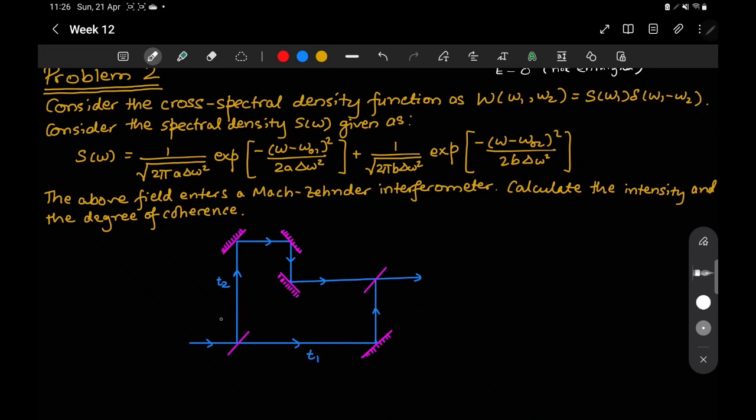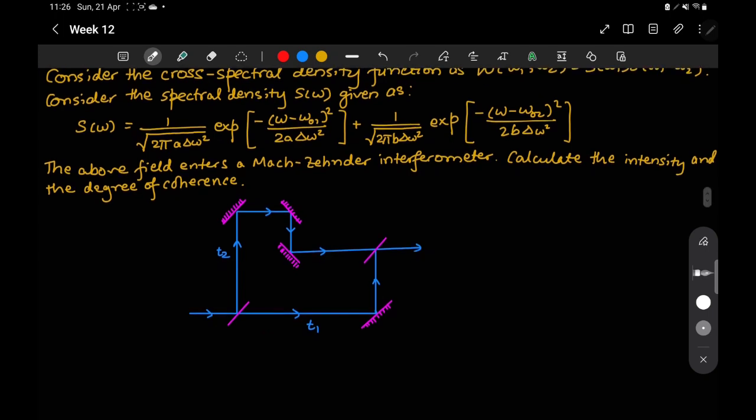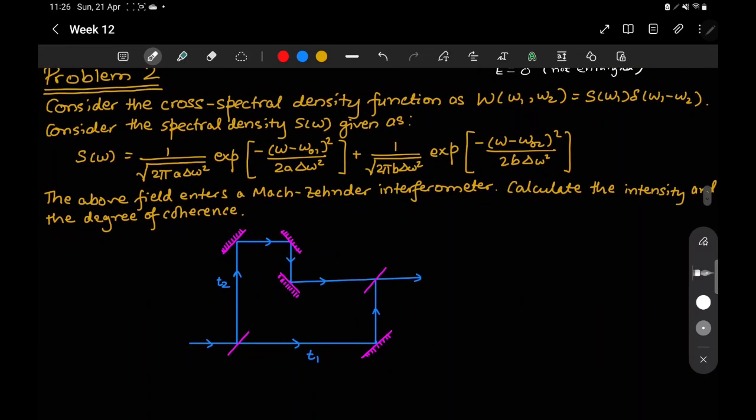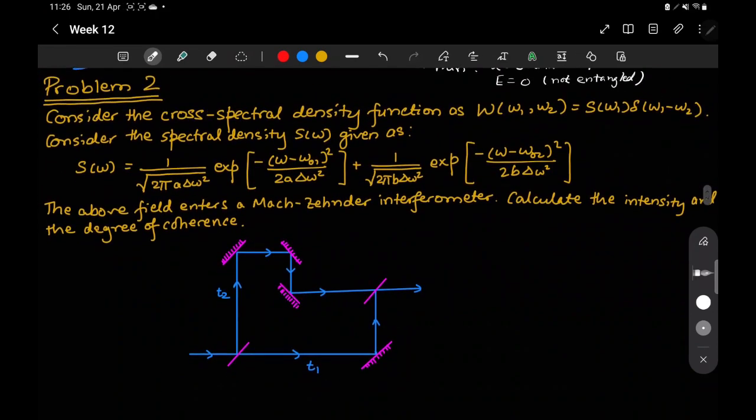So this is the Mach-Zehnder interferometer. The field enters here. Then this is a beam splitter, and these are mirrors, and then this is the second beam splitter, and then the field comes out. There is a delay in one arm and no delay in the other arm. As a function of delay, we will see some interference, and we need to find out the intensity and degree of coherence. Take a few minutes to think about this problem and then we will solve.